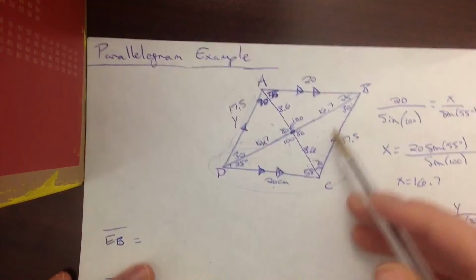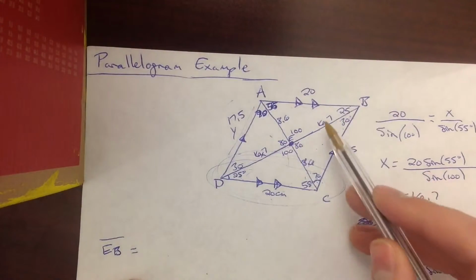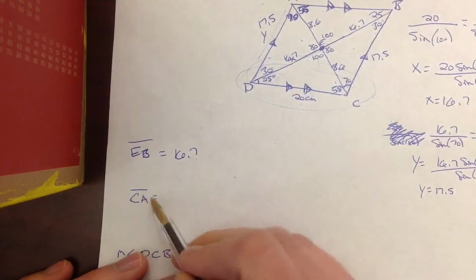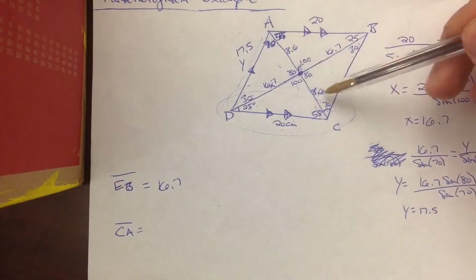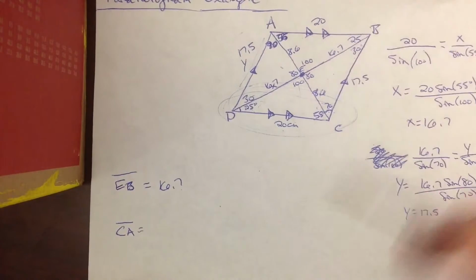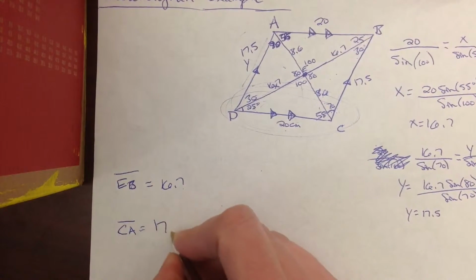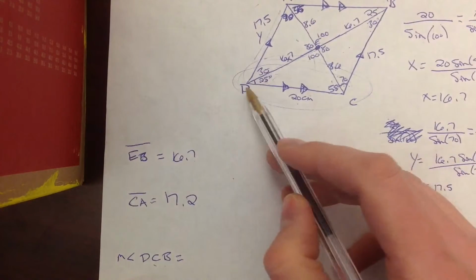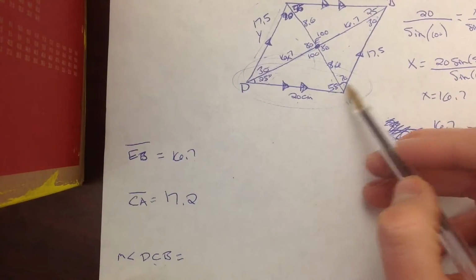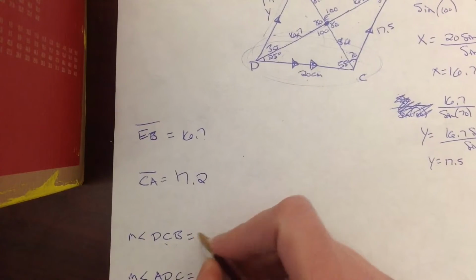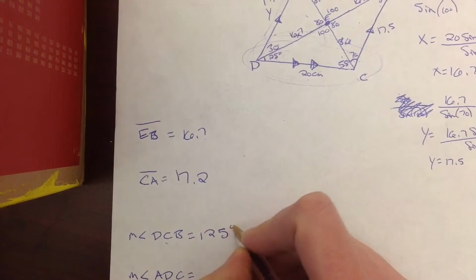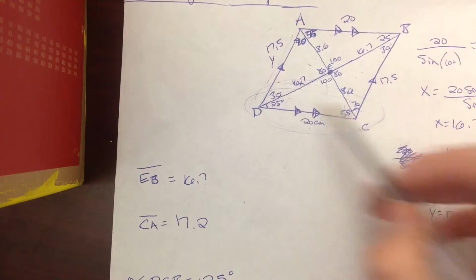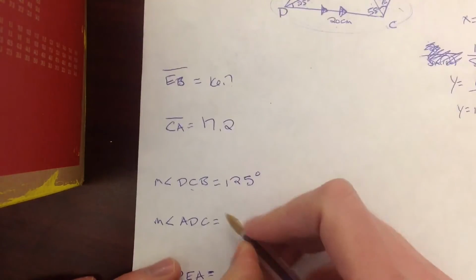Now if we wanted to answer some questions, let's say we wanted to know the length of EB. Well, E is the center and B is out to the side, so 16.7 would be that length. CA, C to A is the entire thing, 8.6 and 8.6 added together makes 17.2. Angle DCB, 55 plus 70 gives me 125. Angle ADC is 55.